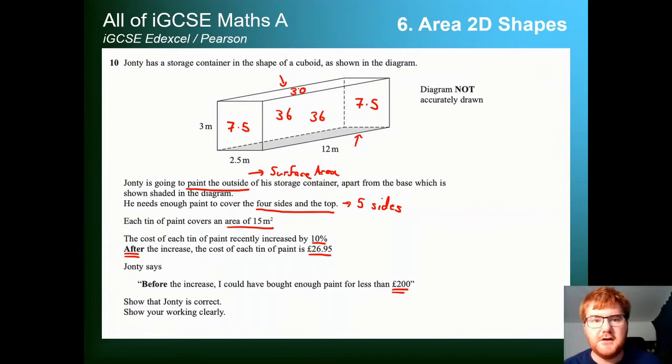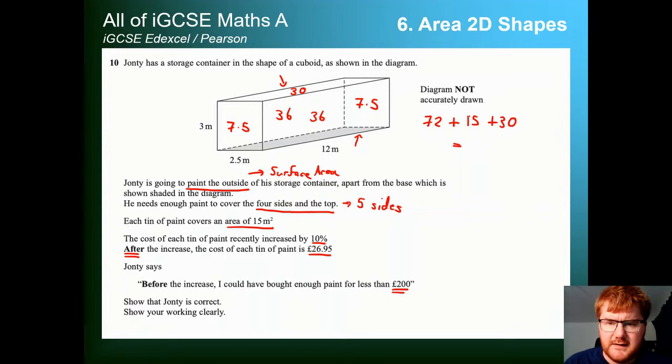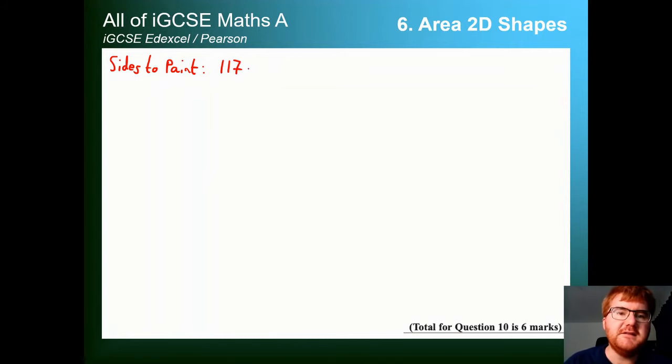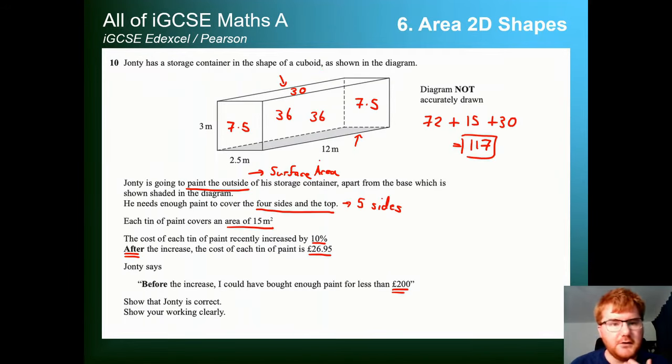So the total to paint here will be 2 lots of 36, that's 72, 2 lots of 7.5, that's 15, plus 30. So we add those together, we are going to get 117. Yeah, so 117 square meters to paint. Right, and now let's work out about the costs.